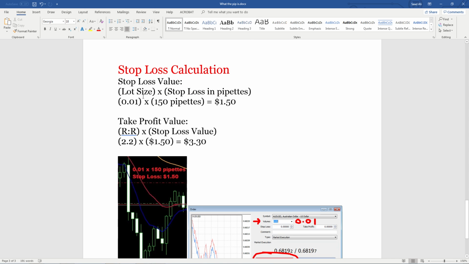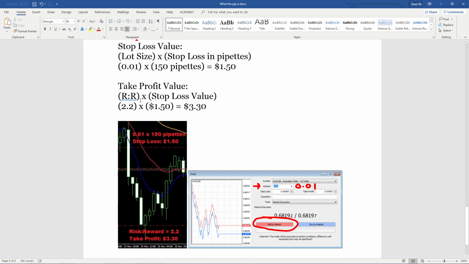So again, back to calculating our stop loss. Our lot size is 0.01. Lot size or volume, we can use that word interchangeably. Lot size or volume, 0.01, multiplied by stop loss in pipettes. So if you go 0.01 multiplied by 150 pipettes, it'll give you your stop loss value. I really want you guys to understand this calculation, because this will give you your stop loss amount in dollars. So you'll know exactly how much you're risking.